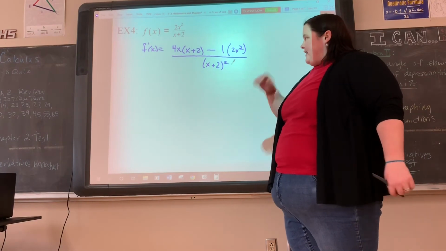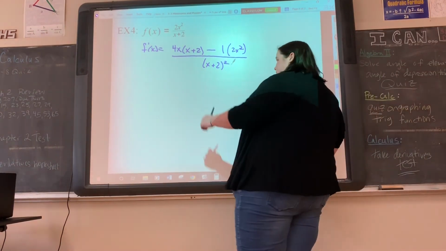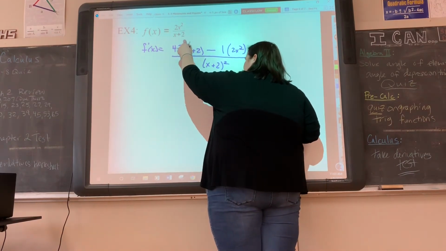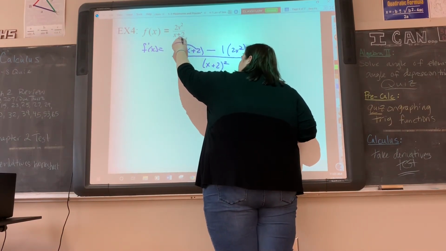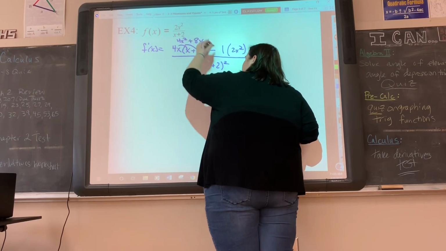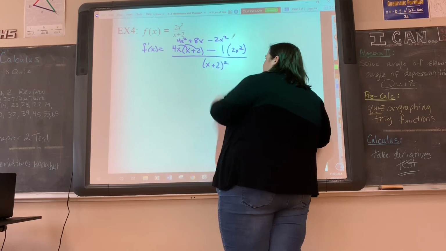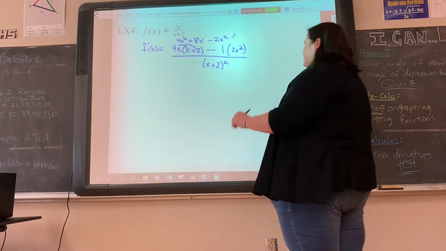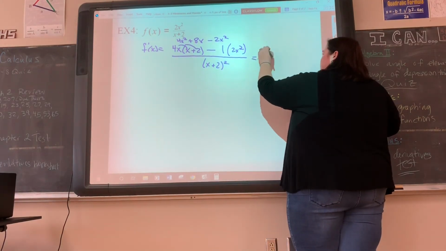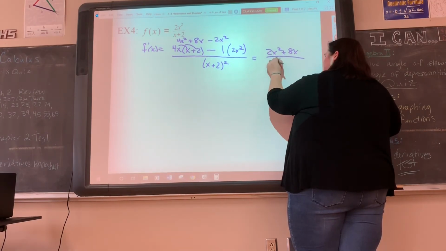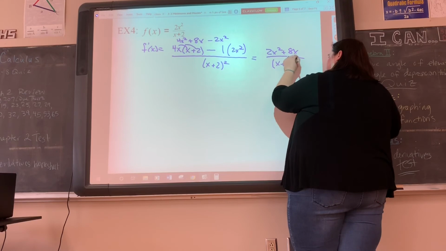I am going to simplify that a little bit. You should, whenever you're using this. So I have to distribute the 4x. So you have 4x² plus 8x. And then this becomes minus 2x². So the top we can combine like terms. So the top we have 2x² plus 8x, and the bottom is (x+2)².